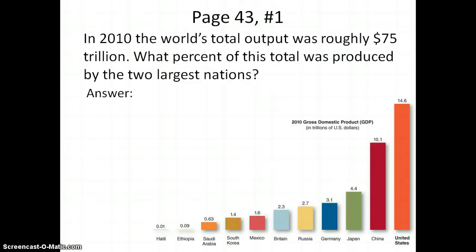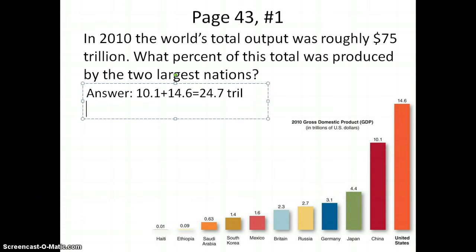And then the next question wants you to calculate what fraction of GDP is produced by, in your homework, 3 of the largest nations and 3 of the smallest. So I'm just going to do 2, so you'll have to do a little more to get the answer in the homework. Okay, so the 2 largest nations here in our graph are China with $10.1 trillion of GDP, and the United States, which has $14.6 trillion of GDP. So we add those together to get the total for both nations, and that comes to 24.7 trillion.